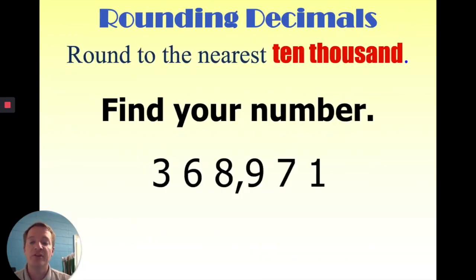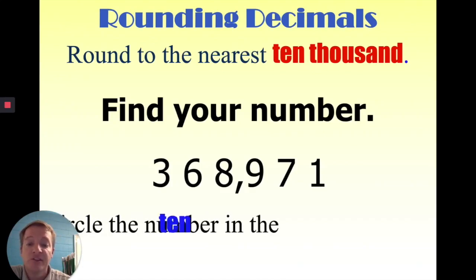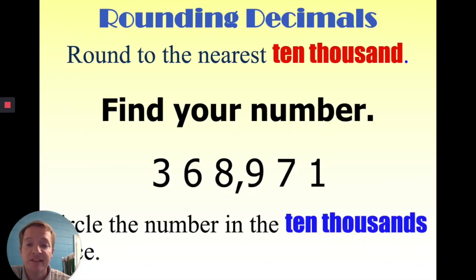Okay, we're going to round to the nearest 10,000. So we've got to find our number first. So stop and think. What number here is our 10,000? We're going to circle the number in the 10,000s place, which is going to be the 6. So we have 6 10,000s.